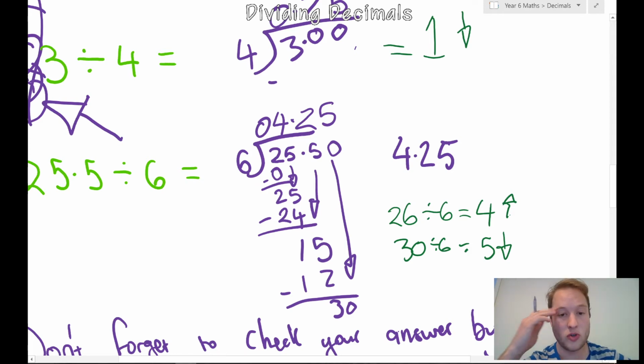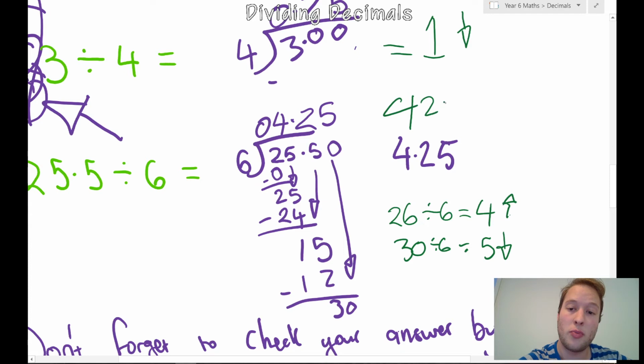So it's always good to do in your head, because if your answer was 42.5, then you go, hang on, that doesn't make sense because it has to be smaller than 5. Otherwise, it would be janky.